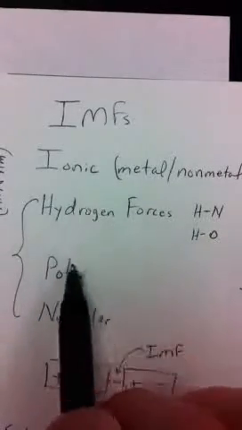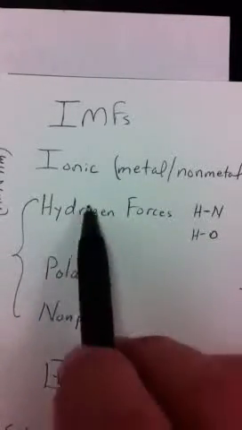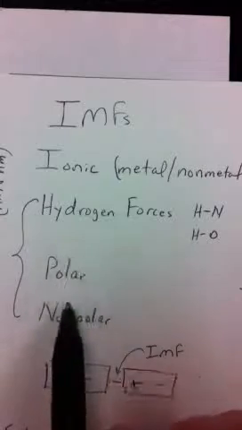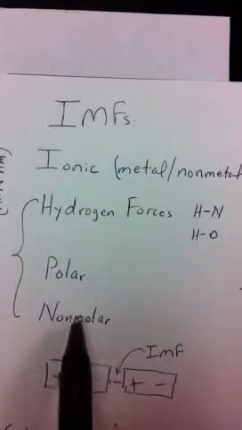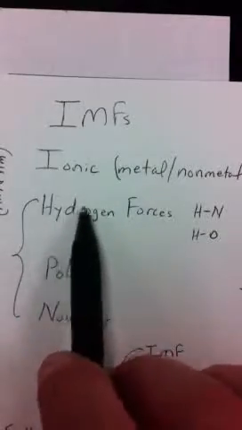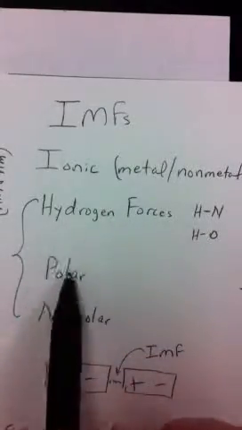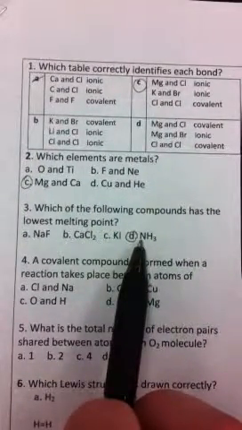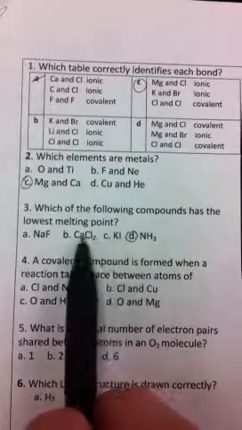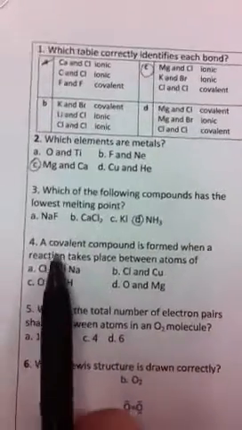If we had 2 covalent compounds, we would need to determine which of these IMFs the compounds have, because this has the lowest boiling point, this has the highest of the covalent compounds. But we didn't have 2 covalent compounds, we only had 1 covalent compound, and they always have a lower melting point than ionic compounds.